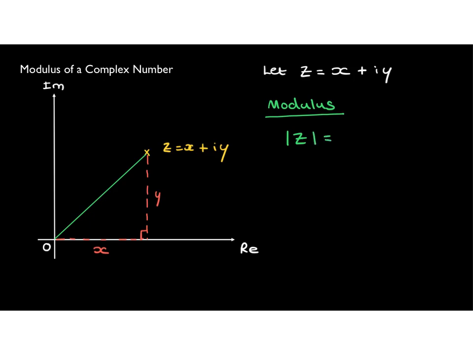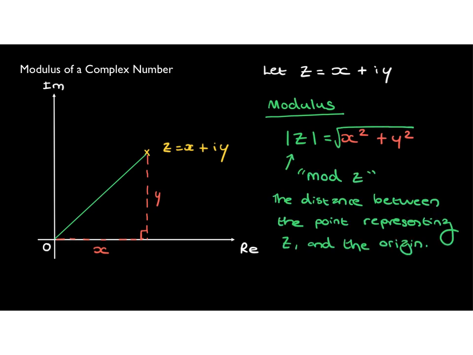Now, how do we calculate that? We use Pythagoras' theorem, so x squared plus y squared, and then square root this. So this is how we calculate the modulus of a complex number. Now, because the modulus of a complex number represents a distance, or the length of the line, it will always be positive. So mod z will always be greater than or equal to 0. Obviously, the origin 0 would have a modulus of 0.